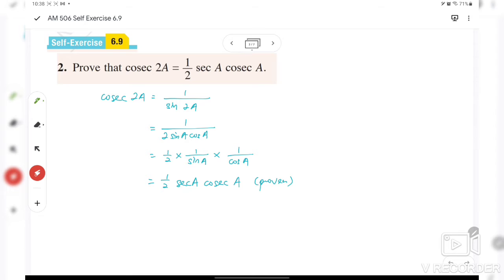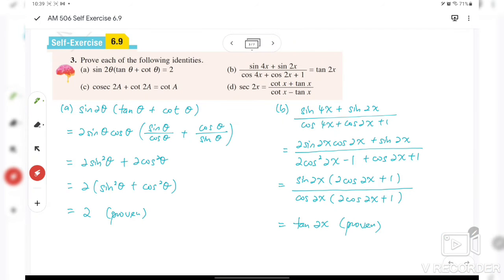Question number 2. Prove that cosecant 2A equals 1 over 2 secant A cosecant A. We start from the left hand side so that we can expand with the double angle formula. Cosecant 2A is 1 over sine 2A, which is 1 over 2 times sine A cos A, where we can separate this fraction into 1 over 2 times 1 over sine A times 1 over cosine A, where we will get 1 over 2 times secant A and cosecant A. So proven.